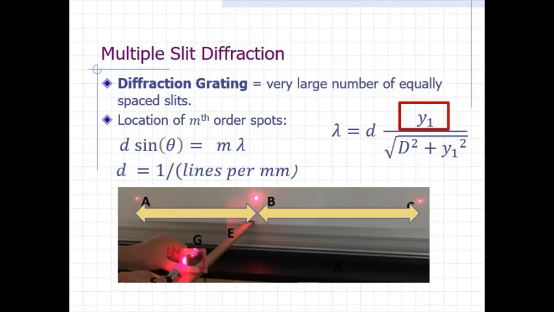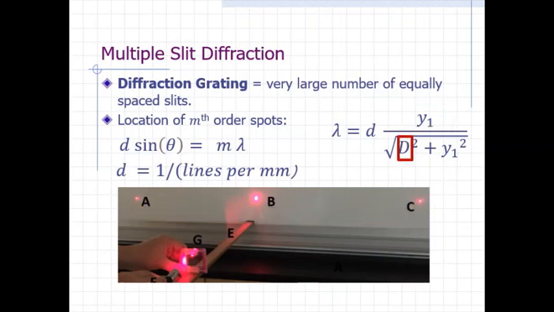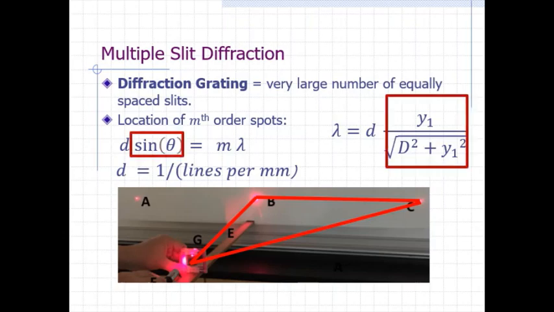These should be the same if the laser beam is perpendicular to both the diffraction grating and the wall. Big D is the perpendicular distance of the grating and the wall. So this triangle is a right triangle, and y1 over the square root of D squared plus y1 squared is just the sine of theta. If we want to be sure about the value of lowercase d for the grating, we can determine it by using a laser with a known wavelength.